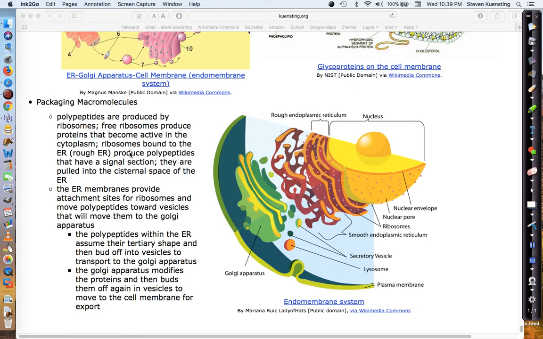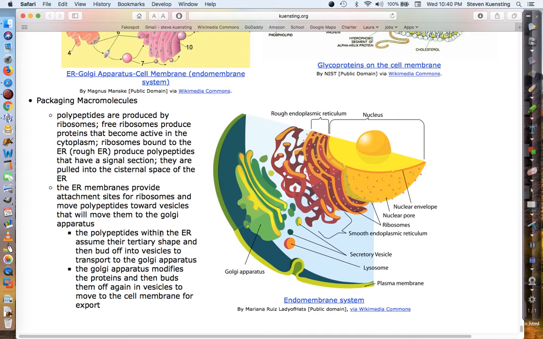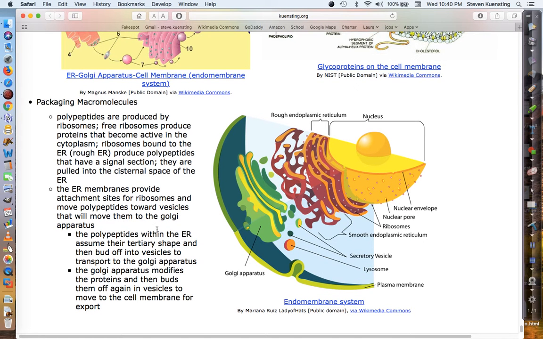Polypeptides are made by ribosomes. Ribosomes produce proteins. Ultimately, if the ribosome is on the ER, it pushes the protein into the ER. The ER then sends it to the Golgi. The Golgi will modify that protein, and the protein will then end up going out of the cell. Now, I believe that concludes. Yes, it does. So that concludes the matter and energy unit, which is one of our longest units of the school year.